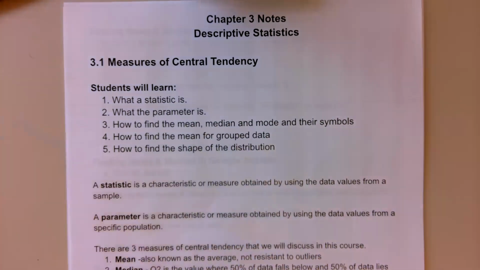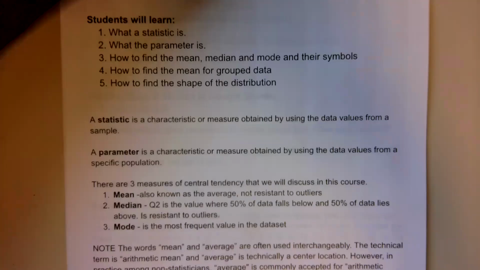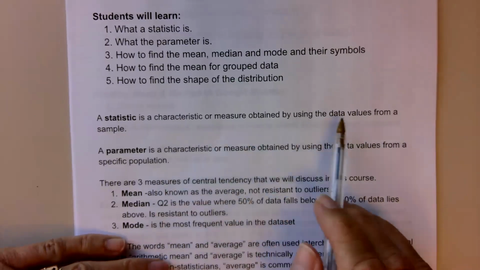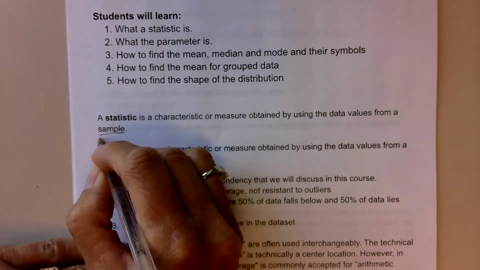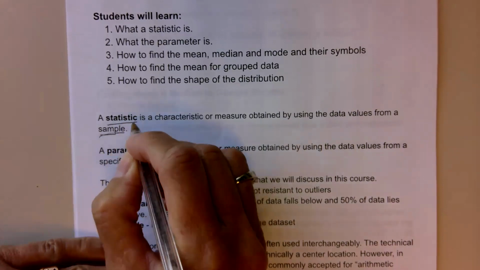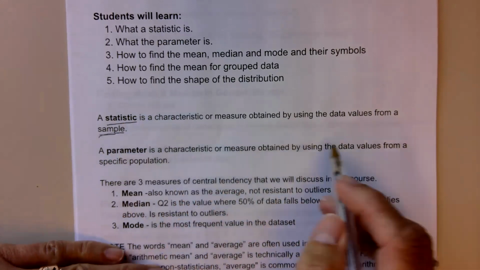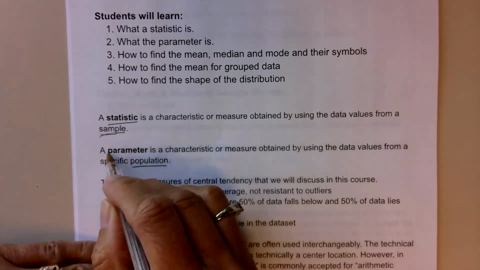the shape of the distribution. So in chapter 1, we introduced the idea of a statistic is a characteristic or measure obtained by using the data values from a sample. And remember, we said that statistic goes with sample because they both begin with S. And a parameter is a characteristic or measure obtained by using the data values from a specific population. And they go together because they both begin with P.